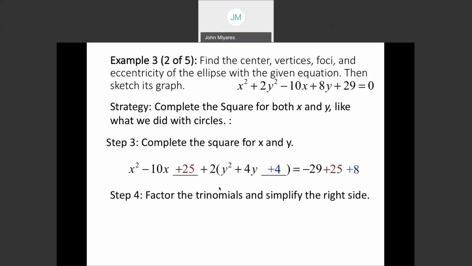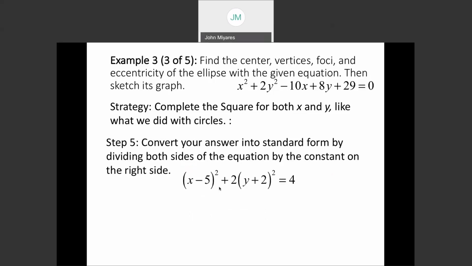From here, we want to factor each trinomial into perfect squares, then simplify the right-hand side, just like we did with circles. So we get (x minus 5) quantity squared plus 2 times the quantity (y plus 2) squared equals negative 29 plus 25 plus 8, which simplifies to equal 4. So we're not quite done yet. We're actually very close, but not completely done.